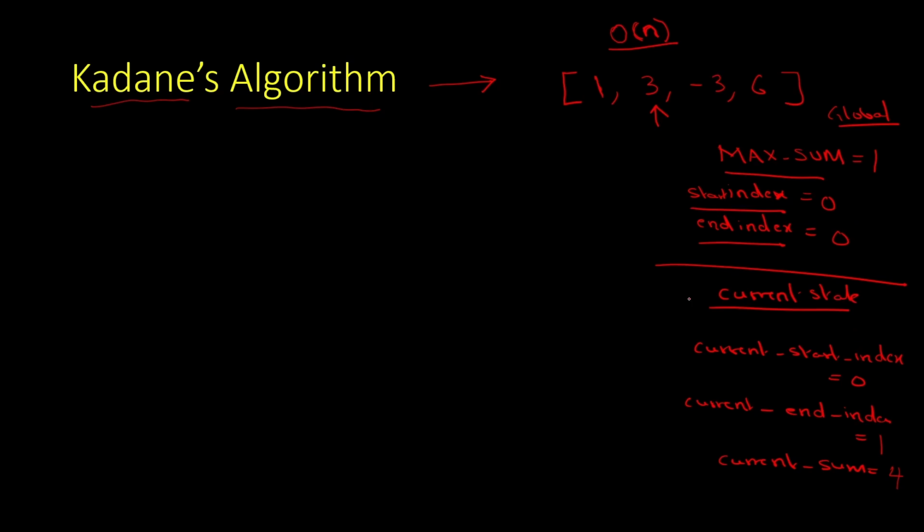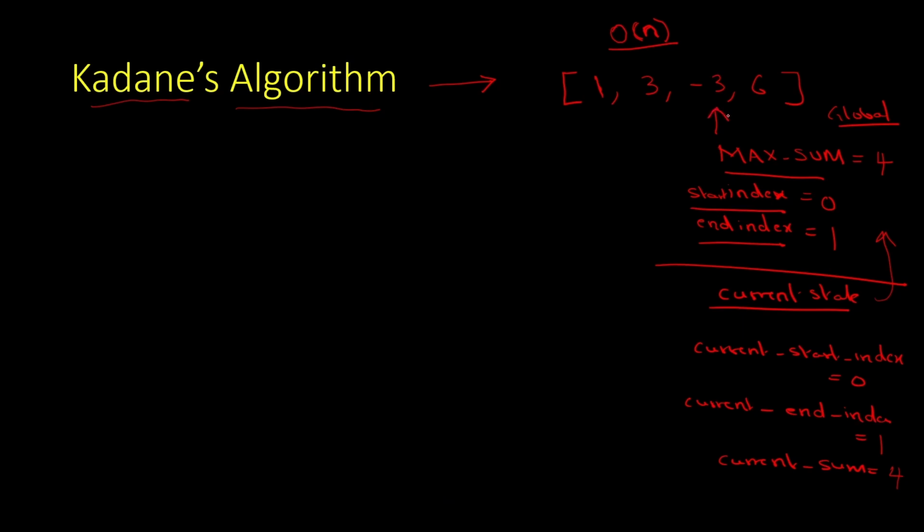Now, based on the current state, I need to update my global state, right? So first, I need to check whether this current state is better than the global state. So current sum is 4. Is it greater than maximum? Yes, obviously. So I will replace my maximum with the current value. And what would be the start index? It's again 0. What would be the end index? It's the current end index, right? That this is where I found my maximum. So it would be 1. Okay, I'm done here.